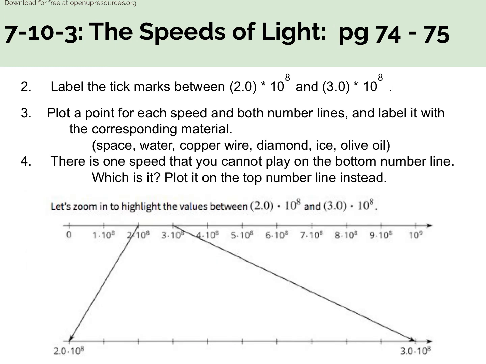All right, so let's look at it a little bit further. Label the tick marks between 2.2 times 10 to the 8th and 3 times 10 to the 8th. Plot a point for each speed on both number lines and label it with the corresponding material. There is one speed that you may not be able to write on the number line. Notice how we have this bigger number line, and then we have the middle one expanded out. So we kind of zoomed it in and zoomed it out. You're taking the table and plotting the points in the different areas. Go ahead and pause, answer that question, and then come back to me.